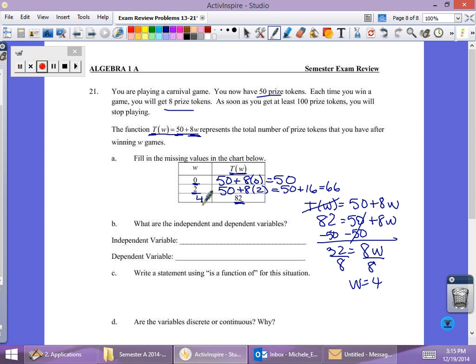Okay. What are the independent and dependent variables? The independent variable is like our x. And our x in this case is w, and w is the number of winning games. So I'll write number of wins. Our dependent variable is how many tokens we will have after we know how many wins. So number of tokens.